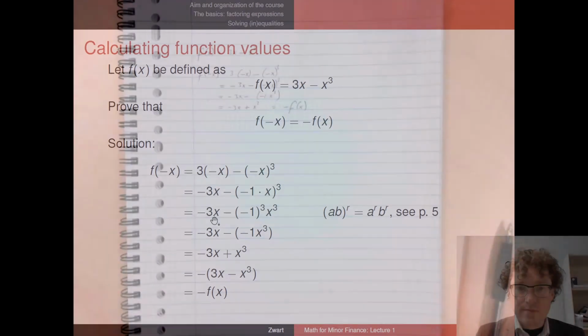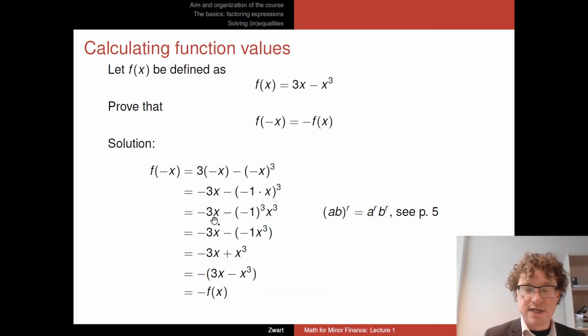Okay, so let's go back to the slides. So the same computation is done here, so we just did that.